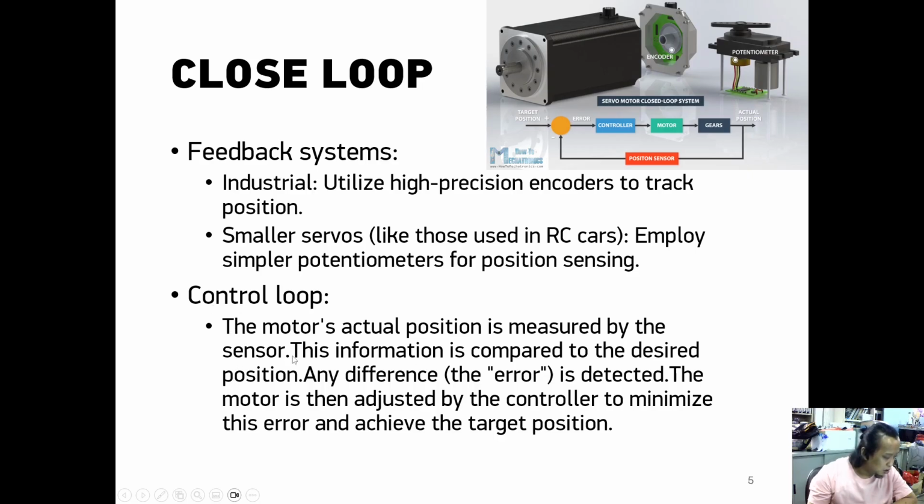And the control loop is: the motor's actual position is measured by the sensor. This information is compared to the desired position, and any difference or error is detected. The motor is then adjusted by the controller to minimize this error and achieve the target position.